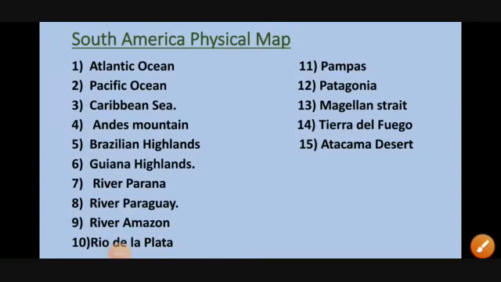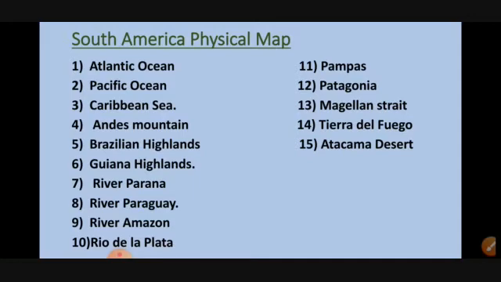Let's continue with the map marking. First we will mark the physical map. In the physical map we have to mark 15 places. First, Atlantic Ocean, then Pacific Ocean, Caribbean Sea, Andes Mountain, Brazilian Highlands, Guiana Highlands, River Parana, River Paraguay, River Amazon, Rio de la Plata, Pampas, Patagonia, Magellan Strait, Tierra del Fuego, and Atacama Desert. These are the 15 places you have to mark in your physical map.